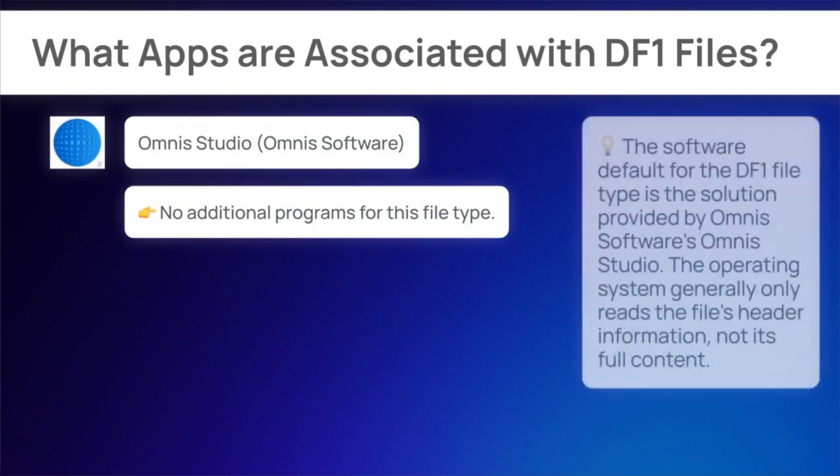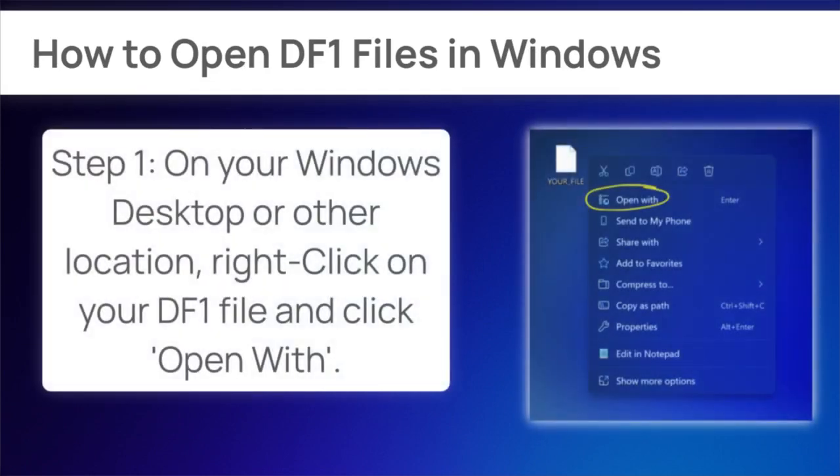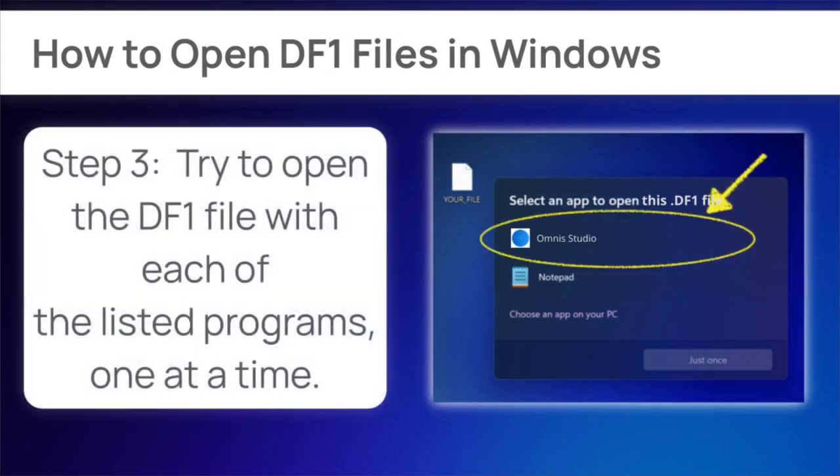The operating system generally only reads the file's header information, not its full content. Windows can't decode the full data structure, so proper access must be done through the correct software. Open the context menu by right-clicking your DF1 file and choosing Open With. Try Omnis Studio first, as it's the standard. If it doesn't appear, choose another application and continue testing compatibility.